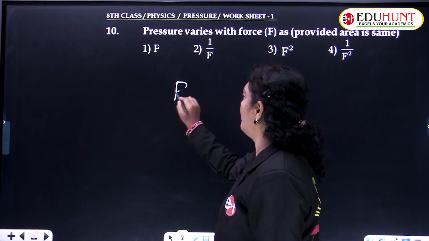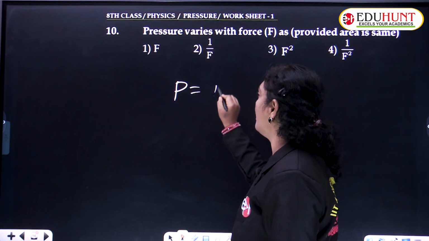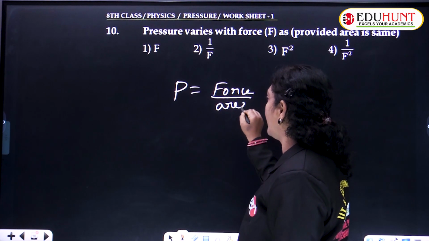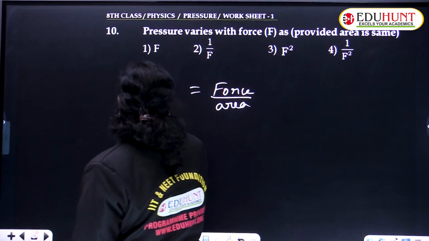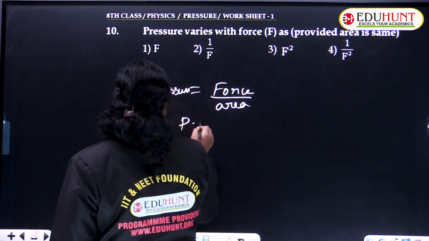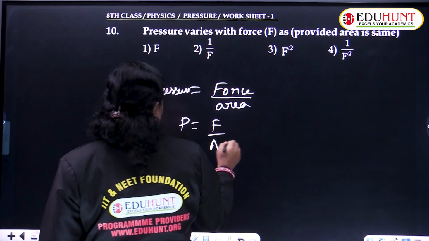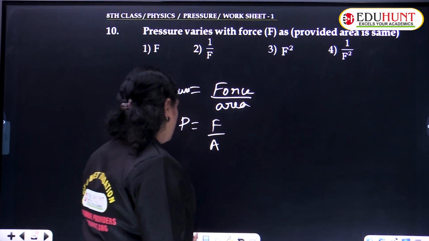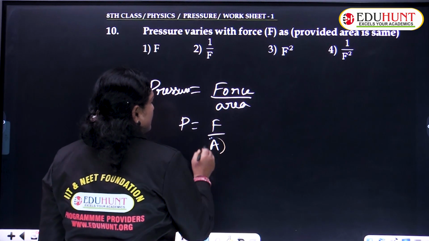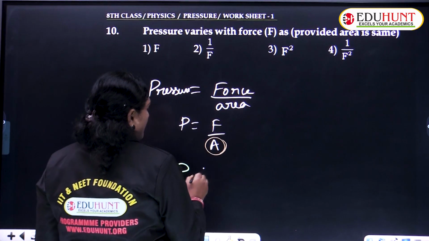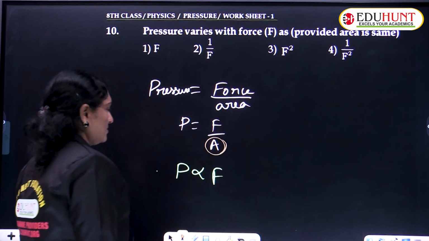Pressure. What is the formula for pressure? Pressure is defined as the normal force upon area, or in simple words, P is equal to F upon A. But what is given? Area is the same. So given that the area of cross section remains the same, this implies that pressure is directly proportional to force.